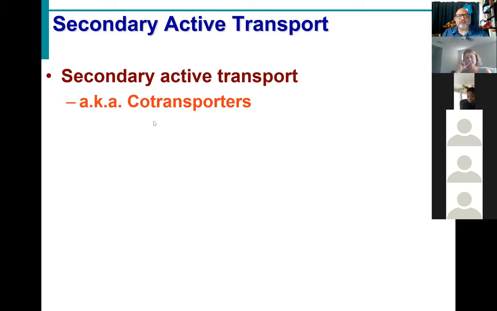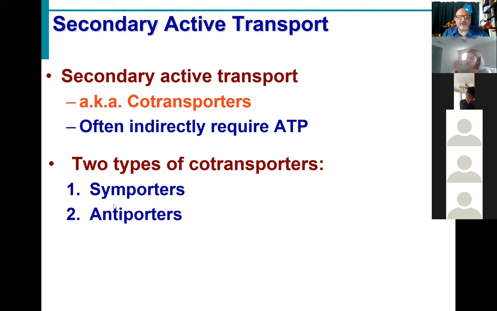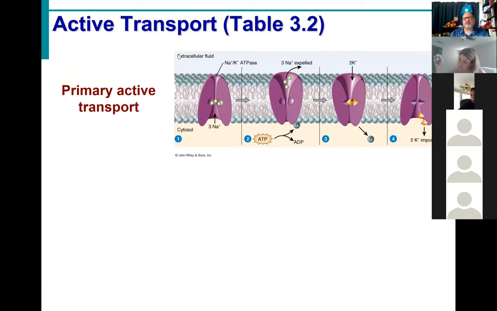Secondary active transporters are our co-transporters, often indirectly require ATP to keep them going. And like we talked about, there are two types, symporters, where both molecules move in the same direction, and antiporters, where they move in opposite directions. And again, we did all those definitions on the other one. So really the reason I came here is I want to show you the pretty pictures.